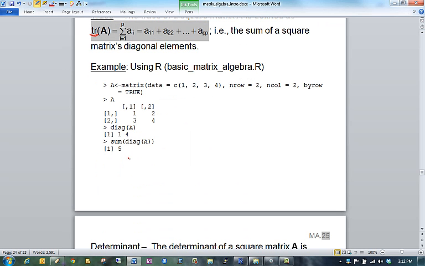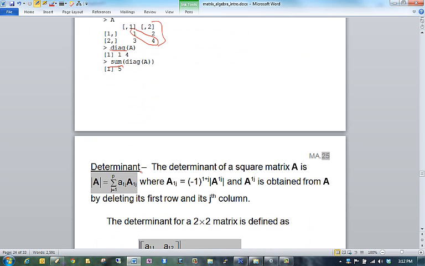There's actually not a trace function in R. Instead, what you have to do is take advantage of two other functions. In particular, let's say I have this matrix A, again, 1, 2, 3, 4 in it. And what I'm going to do is extract out the diagonal elements. The way you do that is with the diag function. And then simply let's sum up all those elements that result from that. And the trace of this matrix is 5. So it's very, very simple.